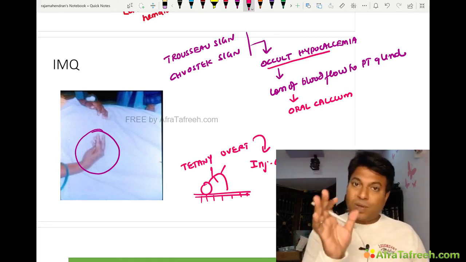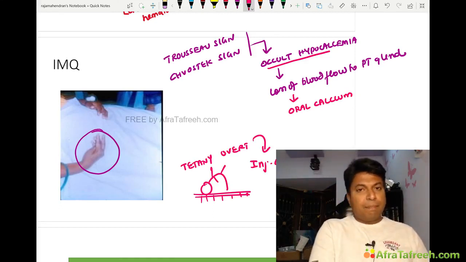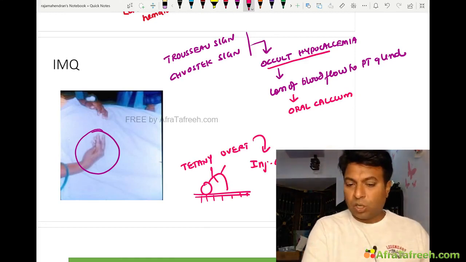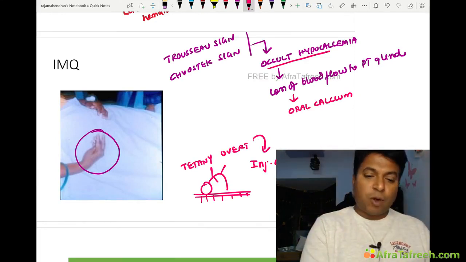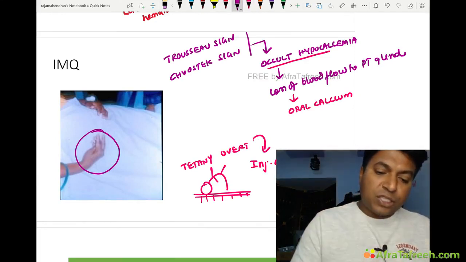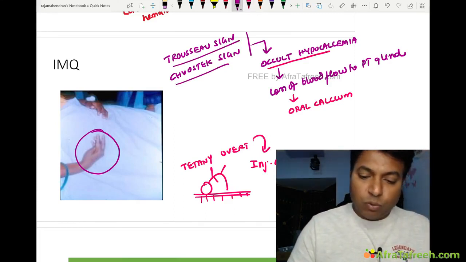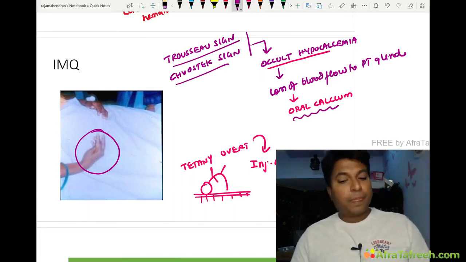This is a concept from SWOTs, not mentioned in Bailey. Bailey says IV calcium, that's all. But SWOTs gives a clear-cut point. If Trousseau sign and Chvostek sign are seen, you can give oral calcium and observe. Okay.